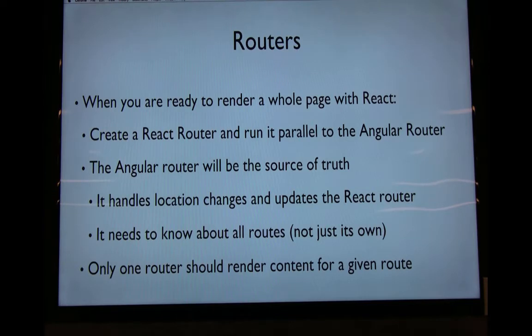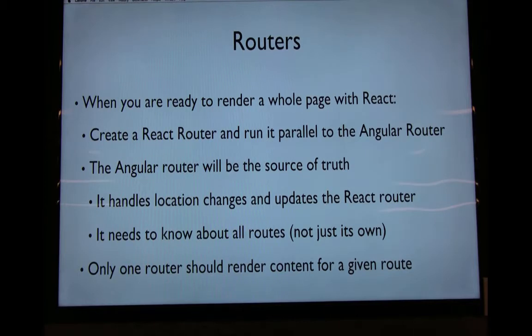Another significant part of this was dealing with the routers. As you work your way up the component tree, at some point you're going to have converted a whole page. And at this point, it's helpful to have a React router running in parallel with the Angular router. You can have the Angular router be the source of truth, so it's responsible for handling all of the location changes, which it always was, so that doesn't require any changes. But the new responsibility it has now is also notifying the React router of any location changes.